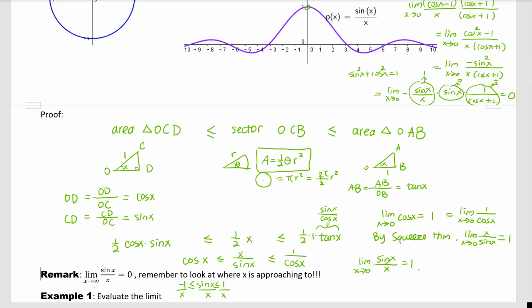So that's why you need to be careful. You need to look at where the x is approaching. Okay? So read the problem carefully.